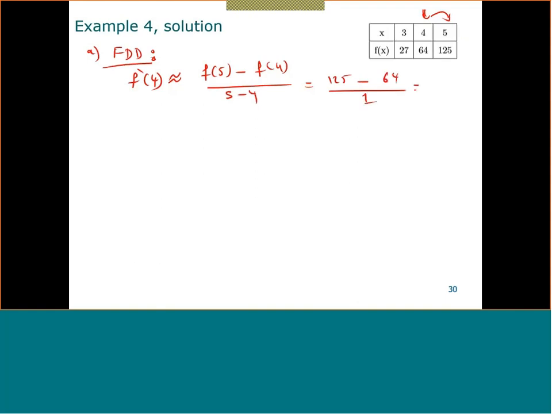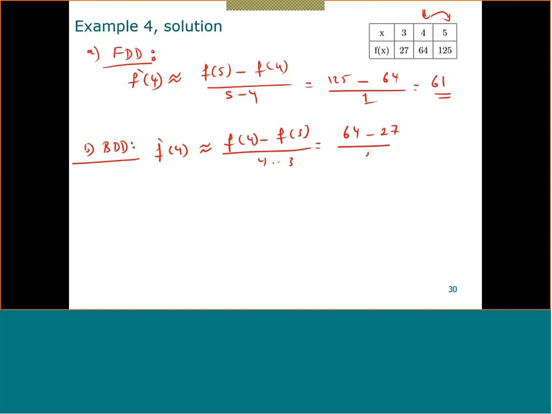If I use the backward BDD method, then f prime of 4 is approximately equal to f of 4 minus f of 3 divided by 4 minus 3. So this is 64 minus 27 divided by 1, and this is equal to 37.